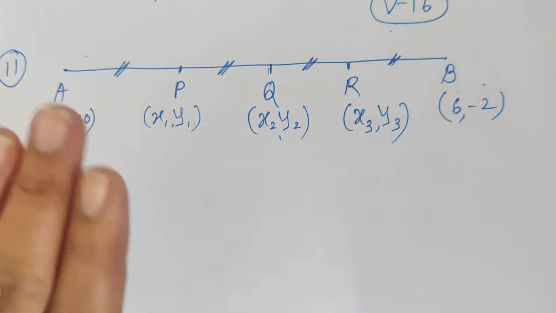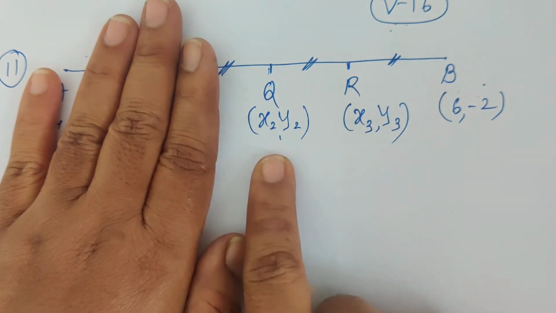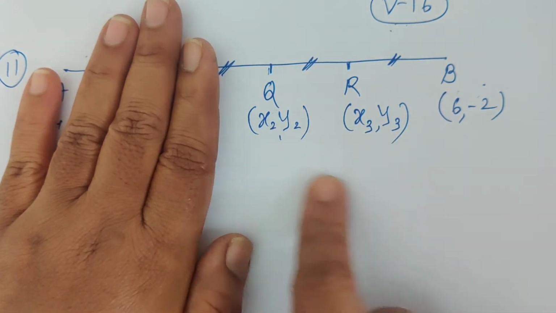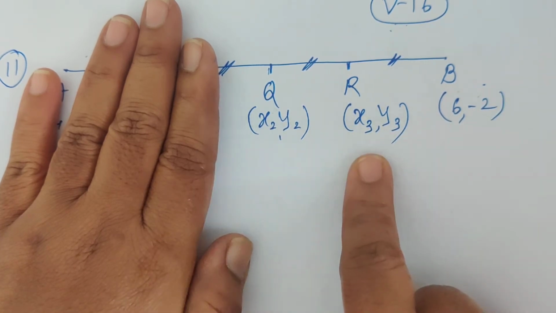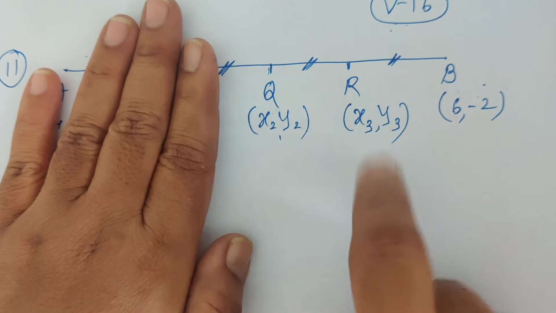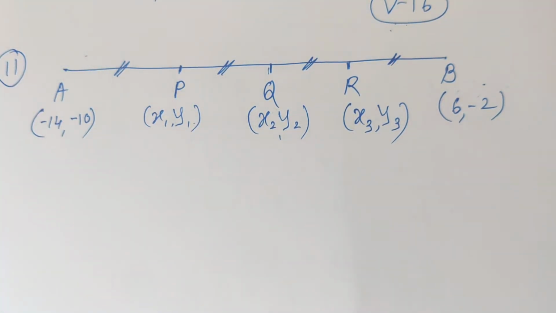When you want to find out the coordinates of R, Q's coordinates are with us. R is the midpoint of QB. B's are there. So again you will use the midpoint formula and you will get the coordinates of R. So here, as it is said, the segment is divided into 4 equal parts. 3 coordinates we will get using the midpoint formula.